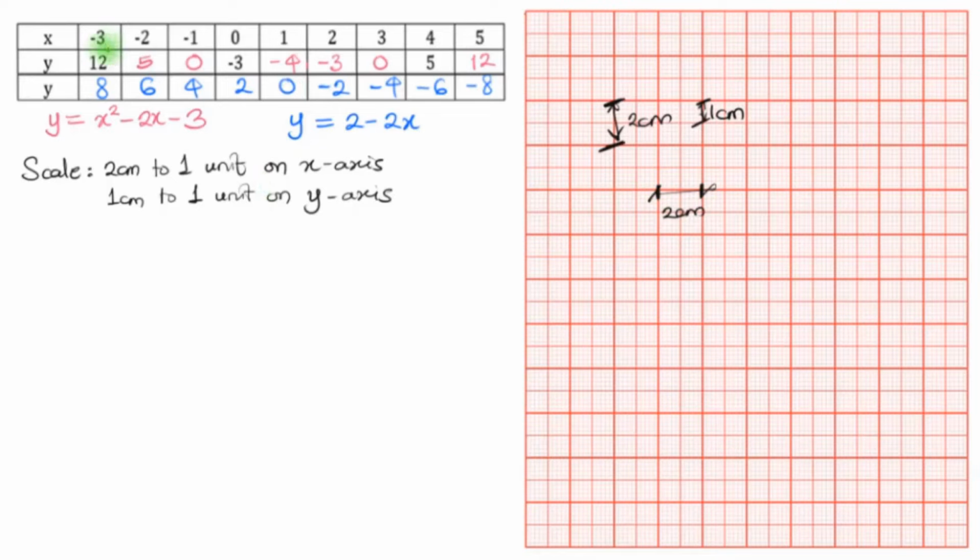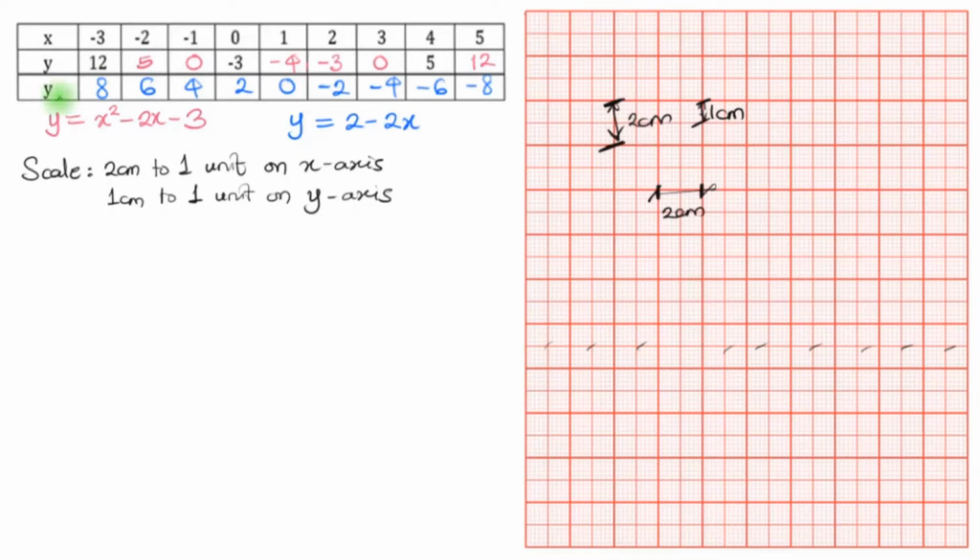Now, on the x-axis, we have our least value to be -3, our highest value to be 5. How many divisions? 1, 2, 3, 4, 5, 6, 7, 8, 9. 9 divisions. And this graph is actually 10, because I have 1, 2, 3, 4, 5, 6, 7, 8, 9, 10. So, that is going to cater for x effectively.